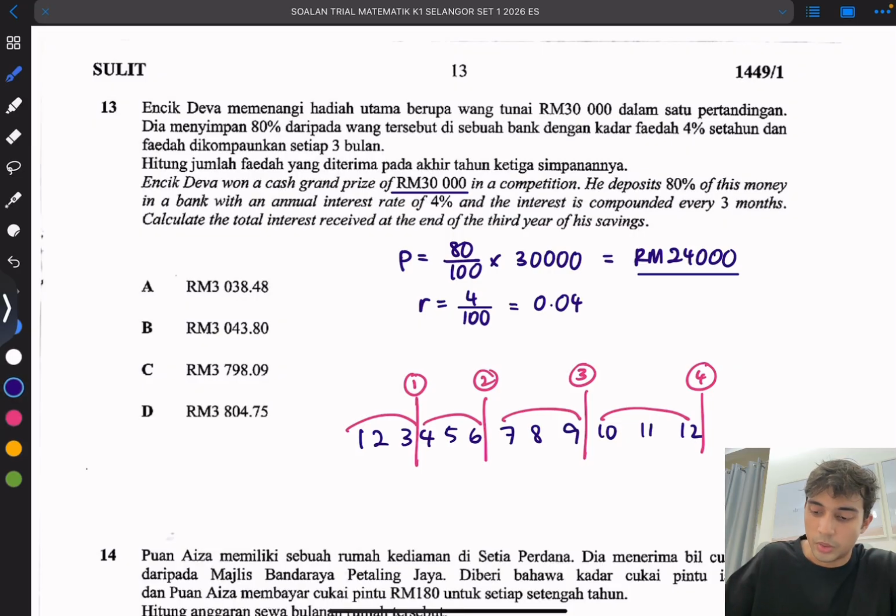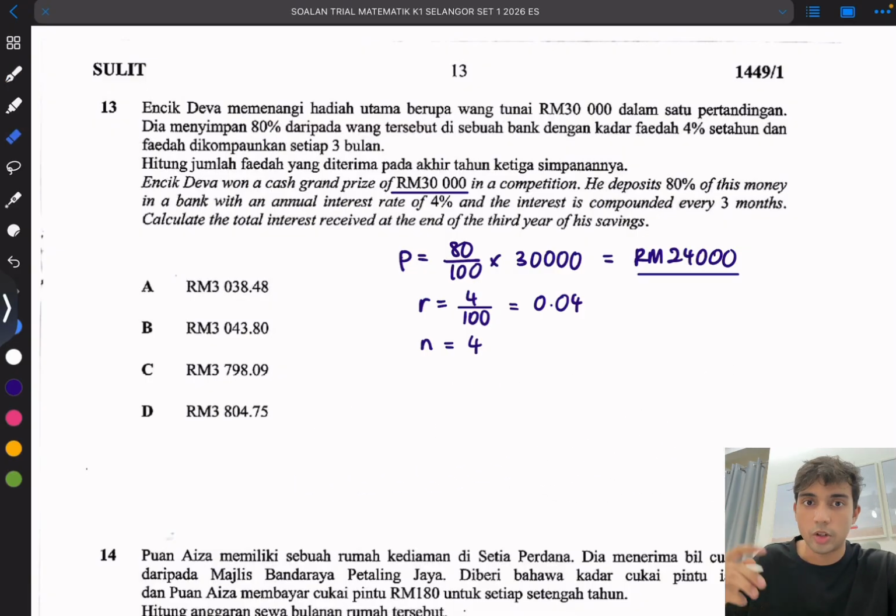So that is our n. N is the number of times it compounds in a year. 4 times. Okay, because every 3 months, compound once lah. Right. Calculate the total interest received at the end of 3rd year. So he is investing for 3 years. That will be our T. Okay. So let's find the matured value first.